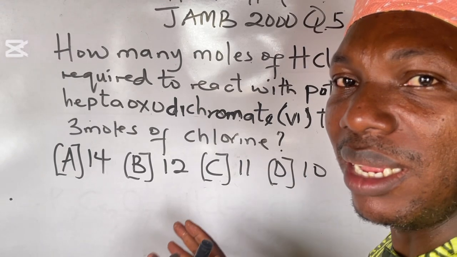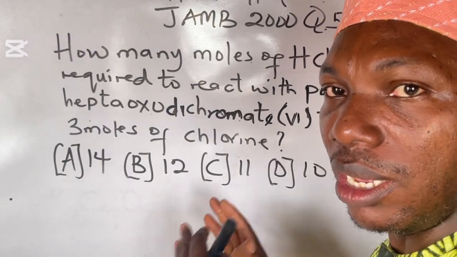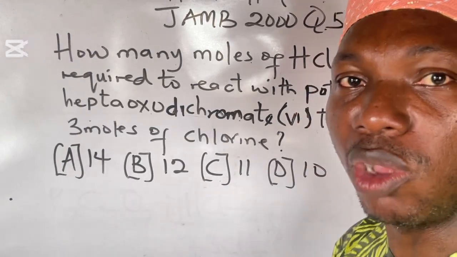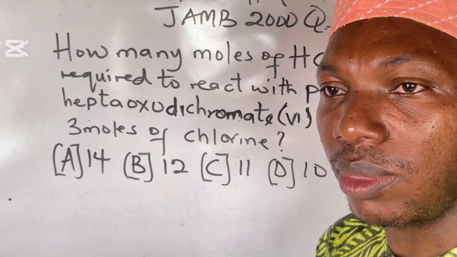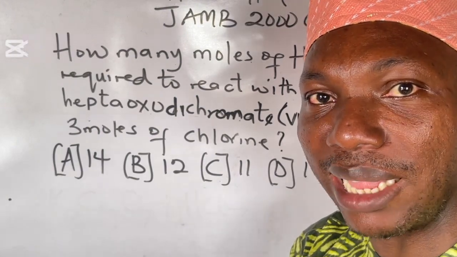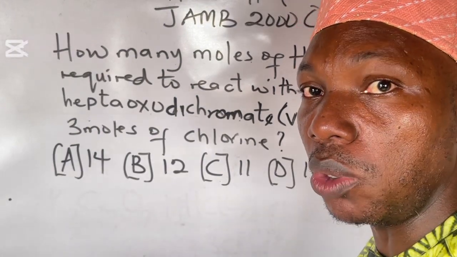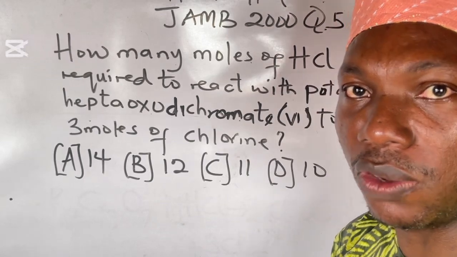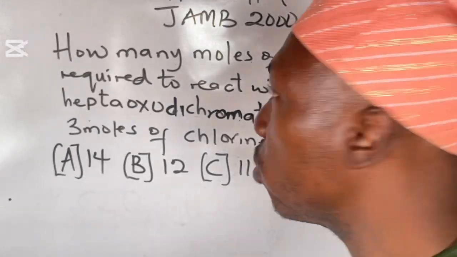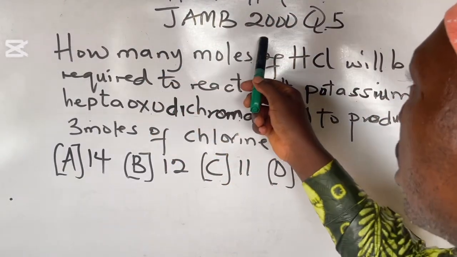We want to examine the calculations in stoichiometry. We want to continue our class on stoichiometry. Anything that happens to the reactant, we want to see the effect on the product, and it must happen simultaneously. So we have how many moles of JAM 2000 question 5.